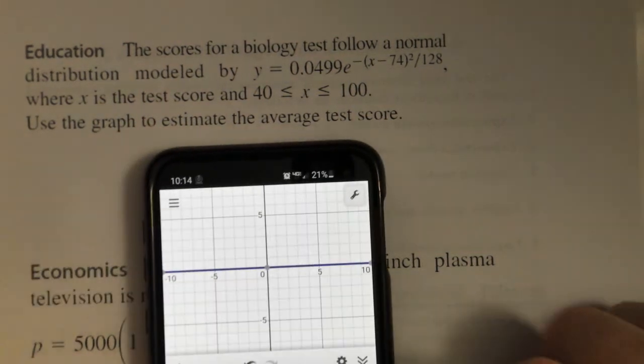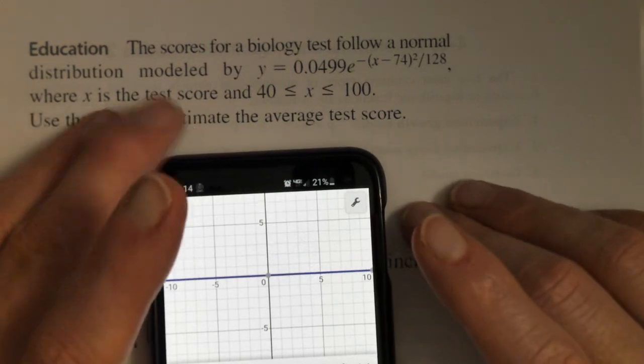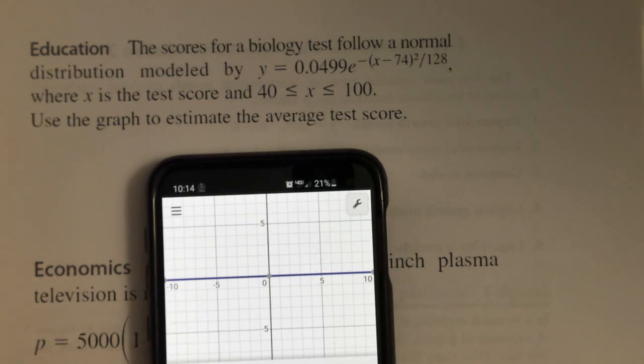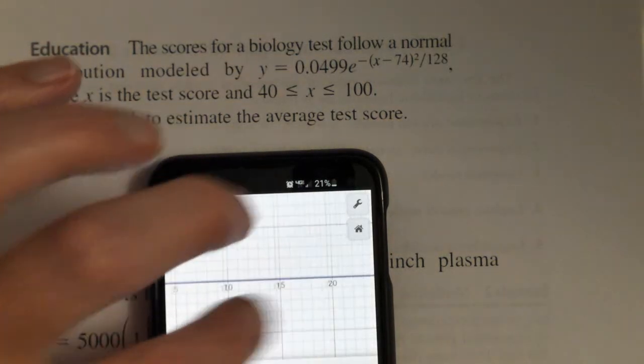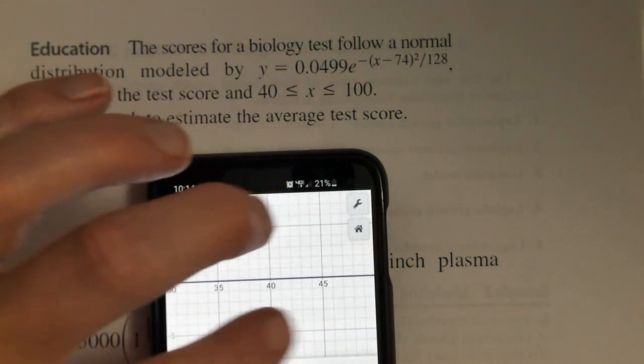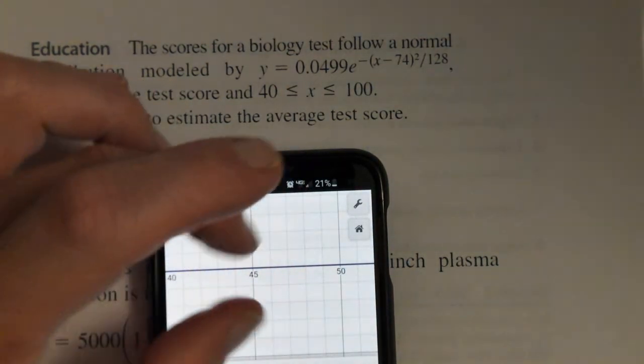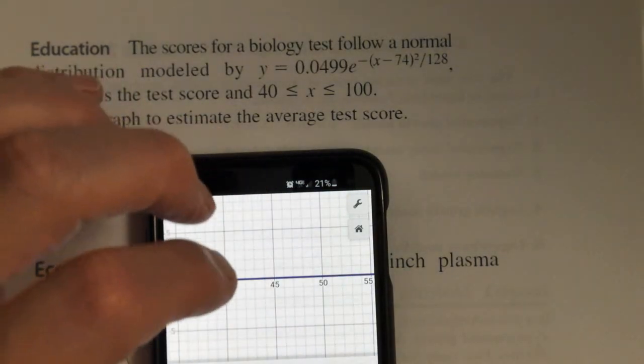Alright, so the graph did show up, but now here's the deal. Okay, looks like a straight line, Coach. Yeah, it does. But remember what kind of numbers we're dealing with here. The test score is going to be between 40 and 100. So I need to just kind of come on out here, take a look and see what it looks like between 40 and 100.